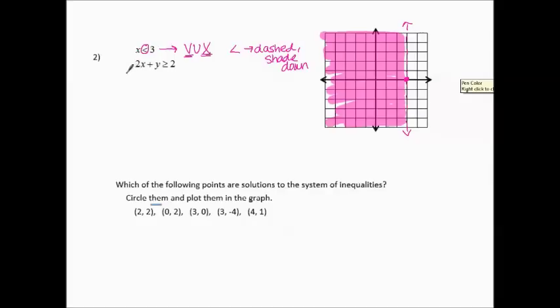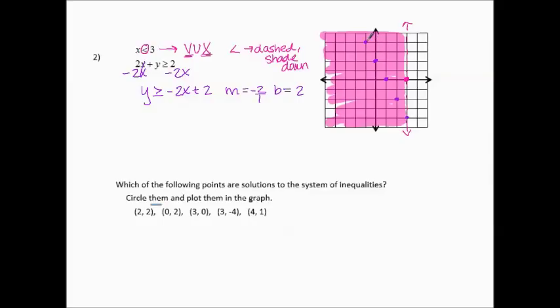I need to solve for y first before I can graph. Subtract 2x from both sides. y is greater than or equal to negative 2x plus 2. Again, we need to remember to identify our m and our b when we're in slope-intercept form. My slope is negative 2 over 1. My y-intercept is 2. I'm going to start at 2, go down 2 to the right 1, down 2 to the right 1, down 2 to the right 1, and continue in my other direction, up 2 and to the left 1.